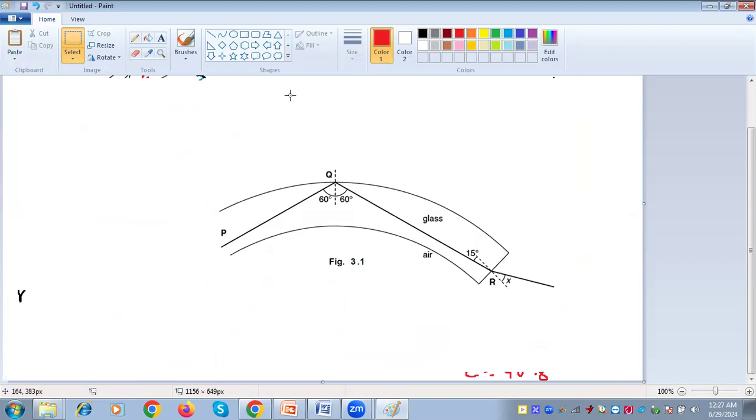Okay, let me draw the direction. The ray goes this way and this way. Okay, so this is bending. The medium is changed. It is entering the rarer medium, that is air. So it bends away from the normal.